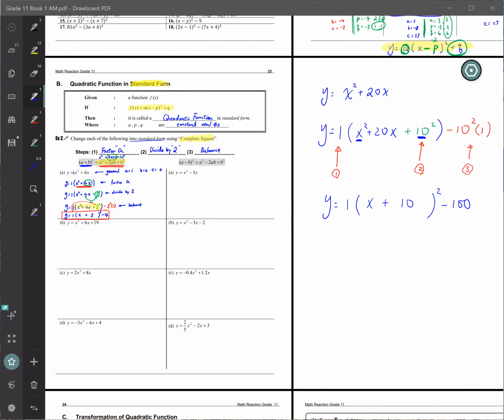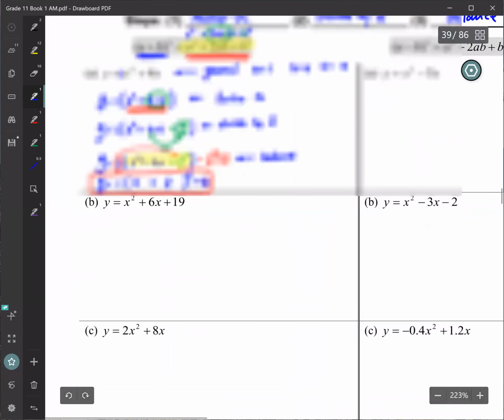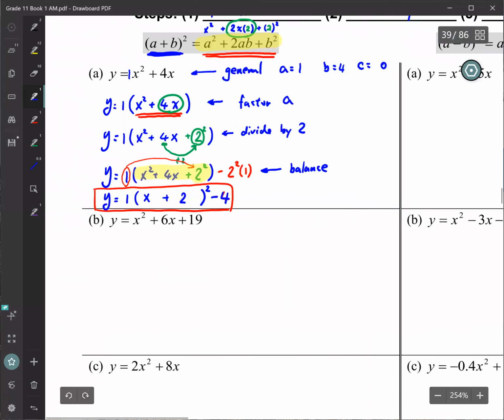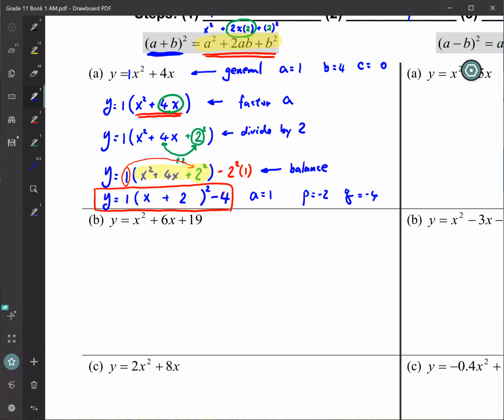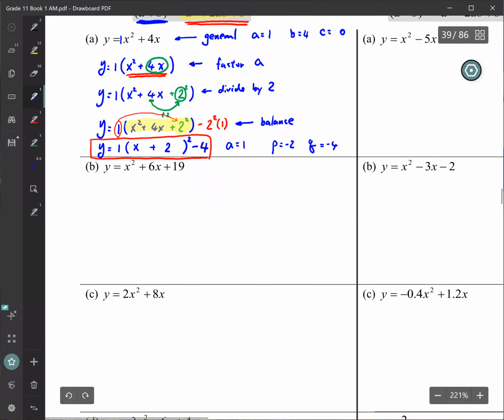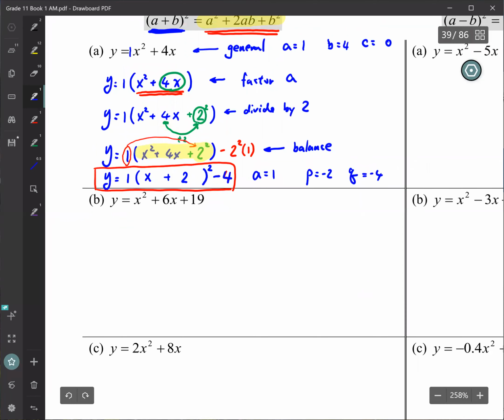Okay, so let's go back to here. For the question that we just finished, question A, what's the value of APQ? Nathan, can you try? A should be 1. P is -2, and Q is -4. Yeah, Q will be -4. Only the P you need to flip. If you understand everything here so far, the rest is just a little twist. You got through the hard part now.